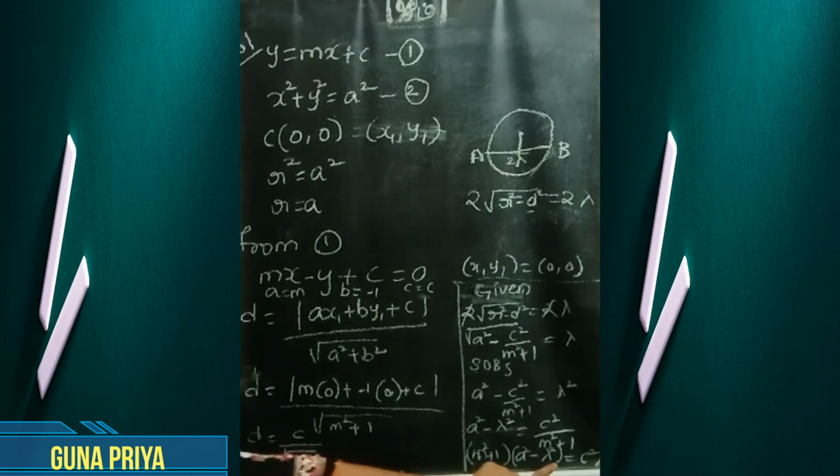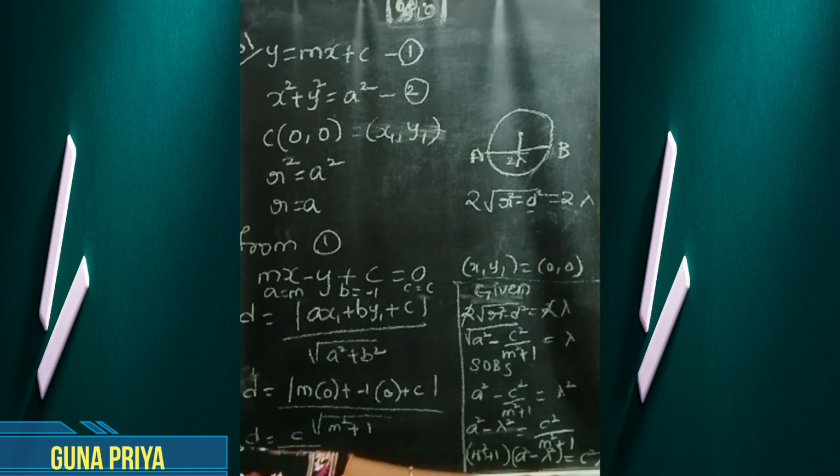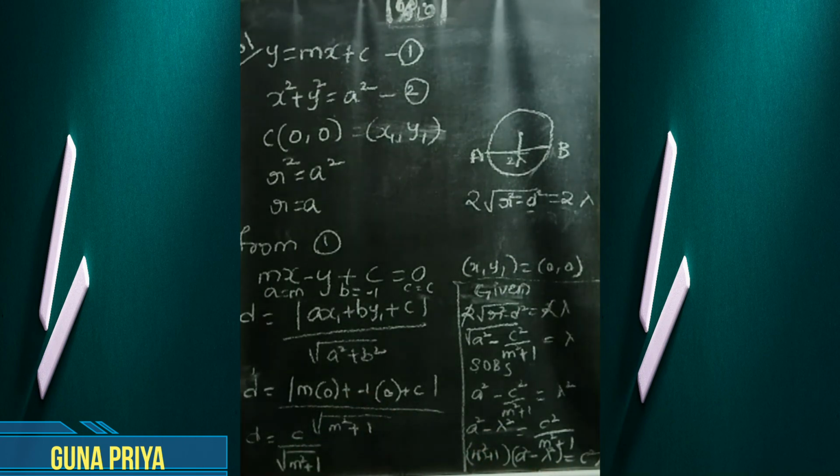That is exactly what they have asked to show, that c square equals 1 plus m square, or m square plus 1, into a square minus lambda square. Okay, next we go for the next problem.